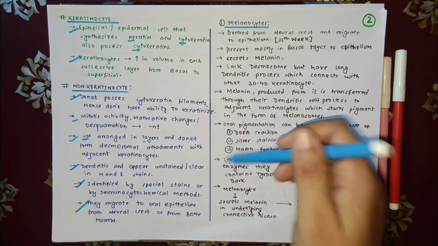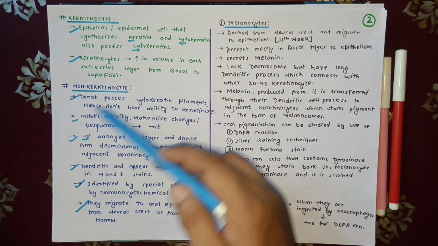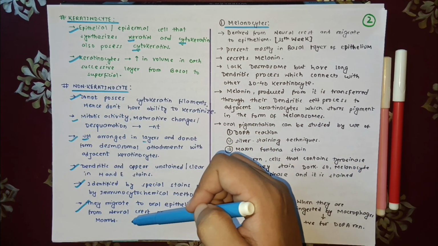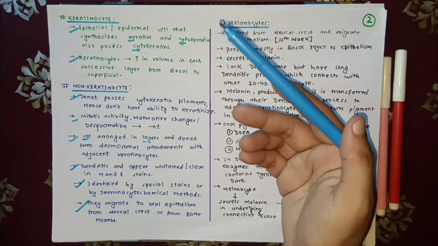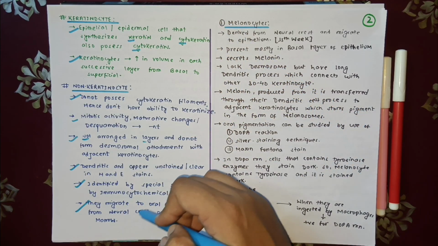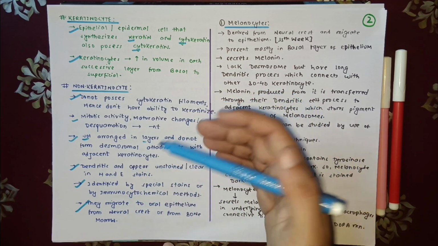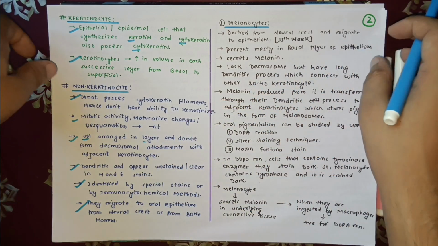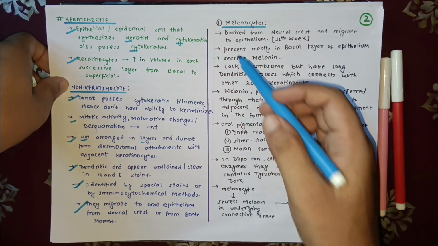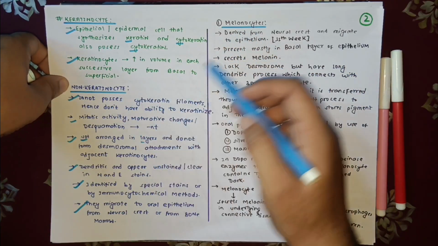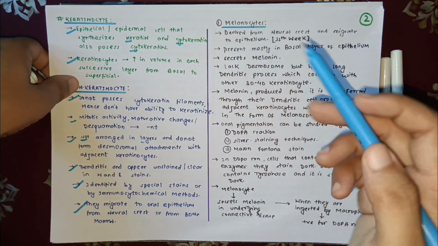But in this chapter, you just remember that the non-keratinocyte develops from the neural crest cell and migrates towards the oral epithelium. That is a very important line. This can be asked in a viva and can also be framed into an MCQ question. After that, melanocytes. Melanocyte is the first non-keratinocyte I will be discussing.